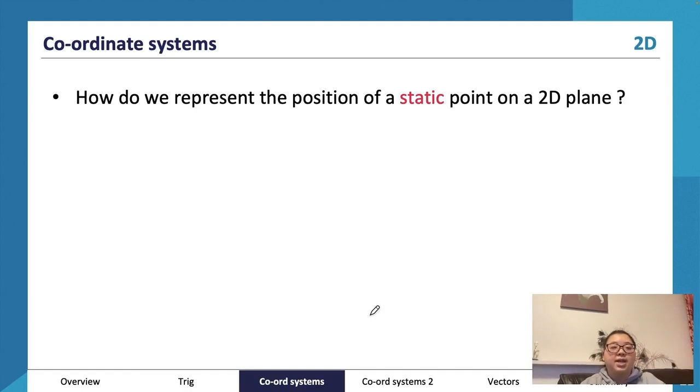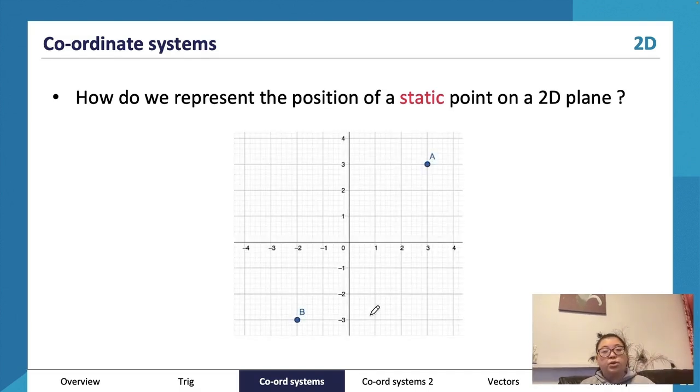So that's trig in a nutshell, and we'll move on to talking a little bit about coordinate systems now. The next couple of topics are coordinate systems, and then we'll talk about vectors. Essentially, a coordinate system is how we represent a point on a 2D plane.